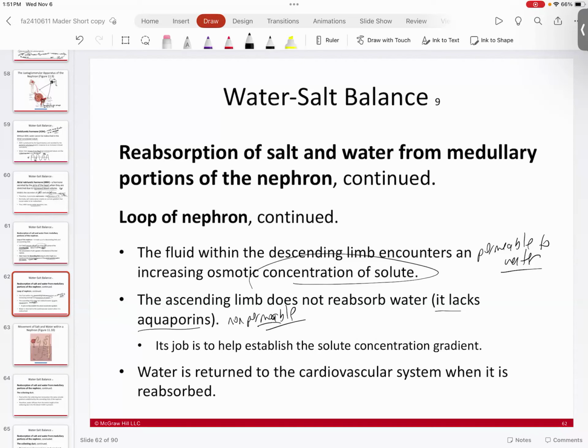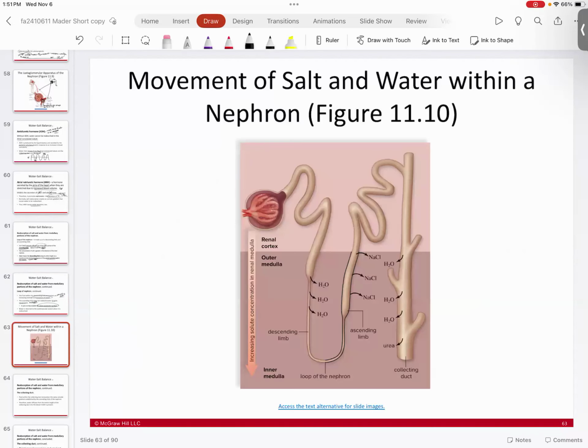And so it has a different job. The descending side is basically to suck water out of the filtrate back into your body, and you're using salt concentrations to do that. The ascending side is essentially to create that salt concentration. You're creating that gradient. And so ultimately it looks something like this.